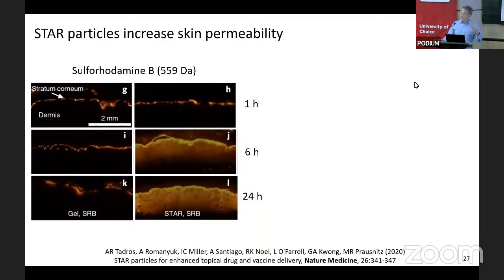So this is pig skin ex vivo. You're looking at a cross section through the skin where we either on the left-hand side just applied a dye, sulforhodamine, onto the skin surface, or on the right side, we pre-treated the skin, we rubbed the skin with some star particles, and then we put the dye on, everything else then being the same other than rubbing the star particles. At 1, 6, and 24 hours on the left, you don't see much. The drug or the model compound has not penetrated the skin significantly. When we have rubbed star particles on, that molecule is penetrating very nicely and deeply into the skin.